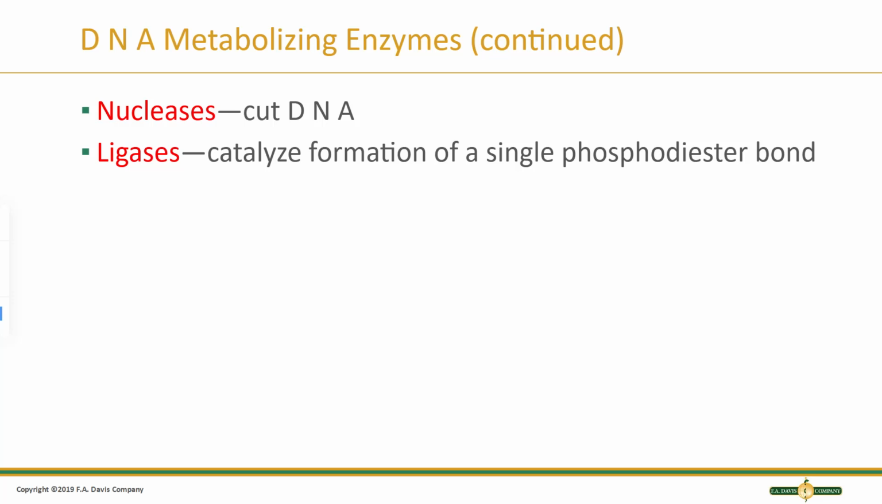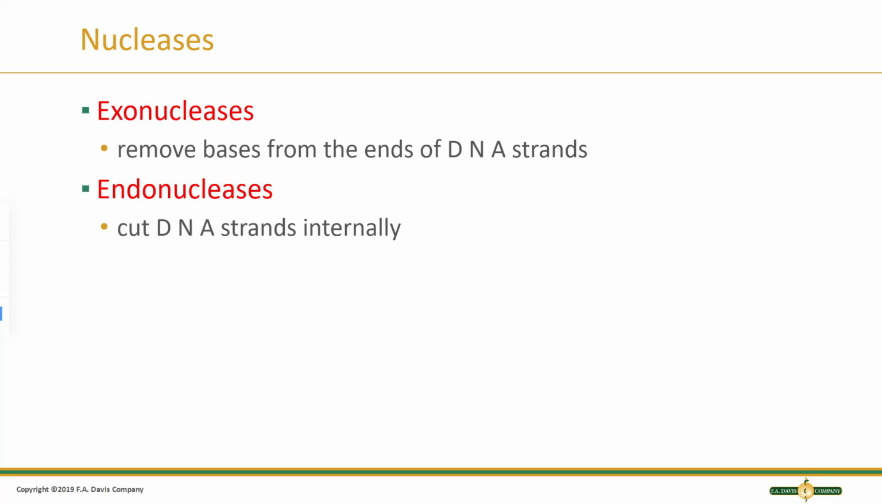Nucleases can cut DNA. Ligases catalyze the formation of a single phosphodiester bond. In other words, they can glue pieces of DNA together on the backbone. Exonucleases remove bases from the ends of DNA strands, while endonucleases cut DNA strands internally.